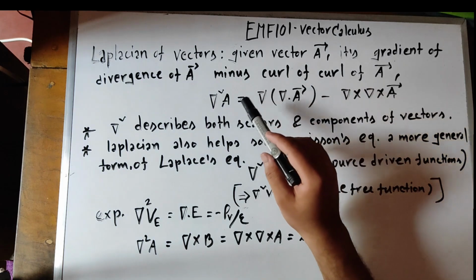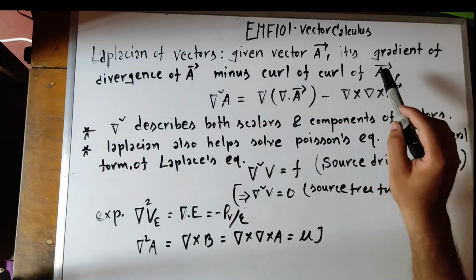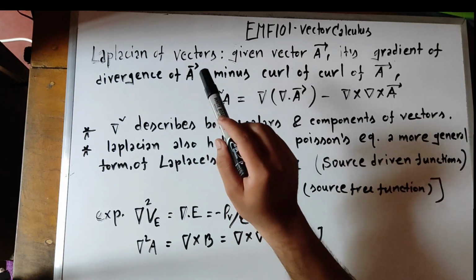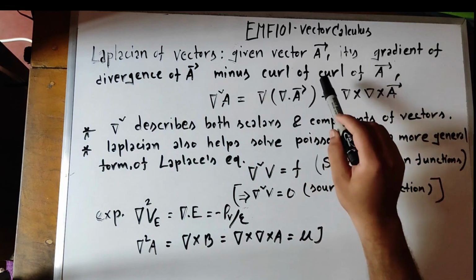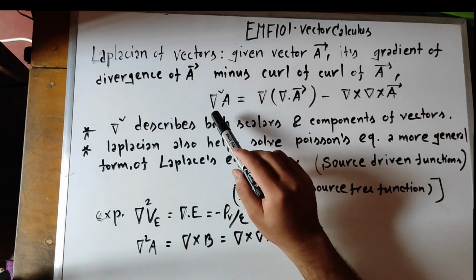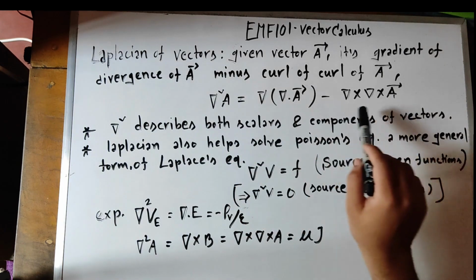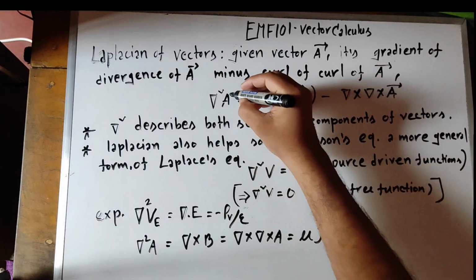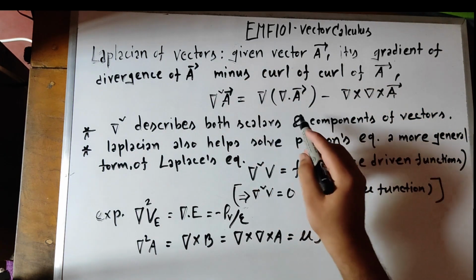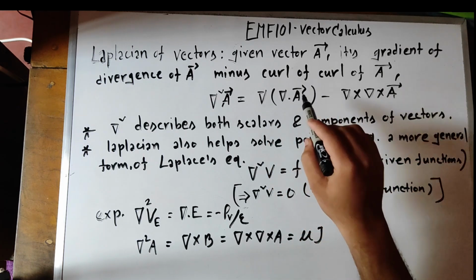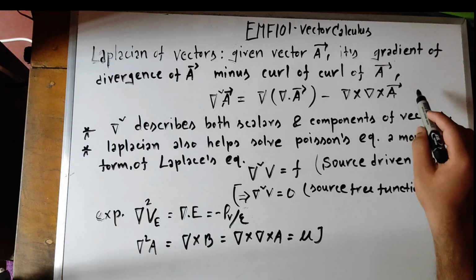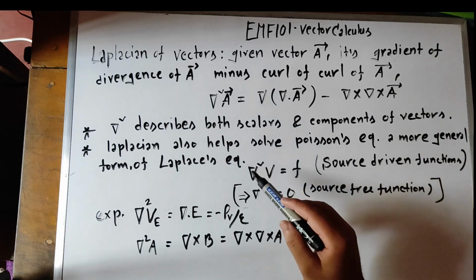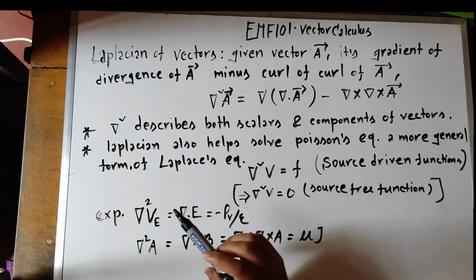For the Laplacian of vectors, given vector A, the Laplacian of the vector is the gradient of divergence of the vector minus curl of curl of the vector A. Mathematically it's written like this: the Laplacian operator acting upon the vector equals gradient of divergence of the vector minus curl of the vector A. So the Laplacian operator in general describes both scalars and components of vectors.